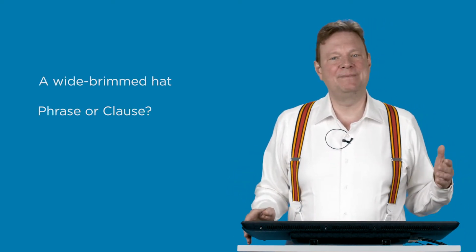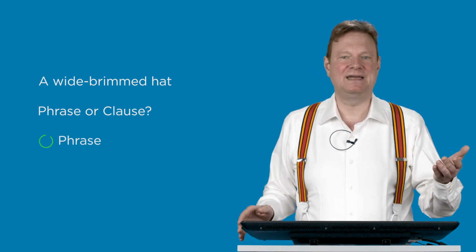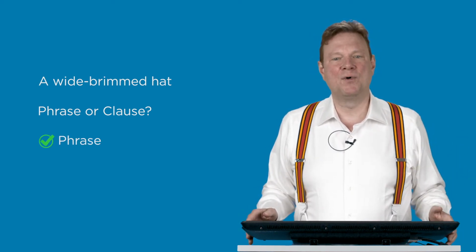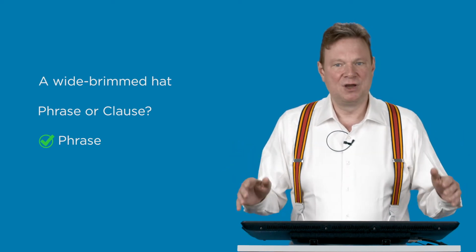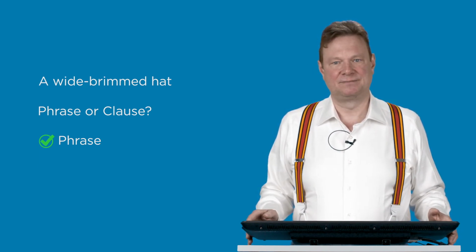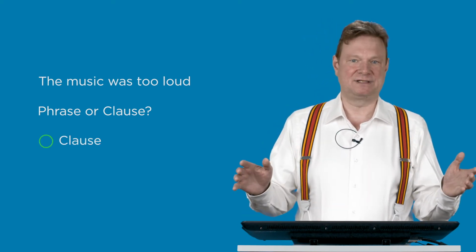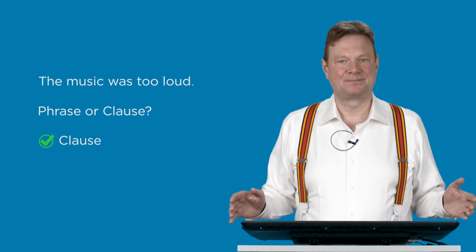Welcome back. Let's look at each of these phrases and clauses and determine which is which. If you have guessed a white-brimmed hat was a phrase, you would be right. Here we have a group of words which are acting like a noun. It does not have a verb, so it cannot be a clause. Moving on, the music was too loud has both a subject and a verb, so it is a clause. In this case, it is an independent clause because it can stand alone as a complete sentence.